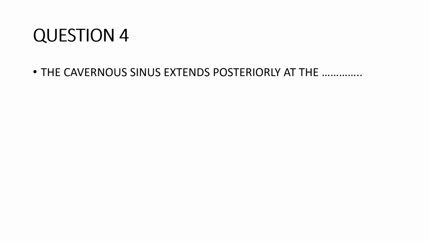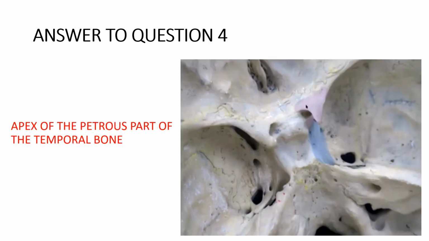Question 4. The cavernous sinus extends posteriorly at the blank. So still reviewing the osteology, anteriorly is the superior orbital fissure. Then it extends posteriorly. Now just follow my cursor. This is the petrous part of the temporal bone. Just here is referred to as the apex. This is the apex of the petrous part of the temporal bone, so we call it the petrous apex. So the cavernous sinus extends anteriorly from the superior orbital fissure and extends posteriorly at the petrous apex.